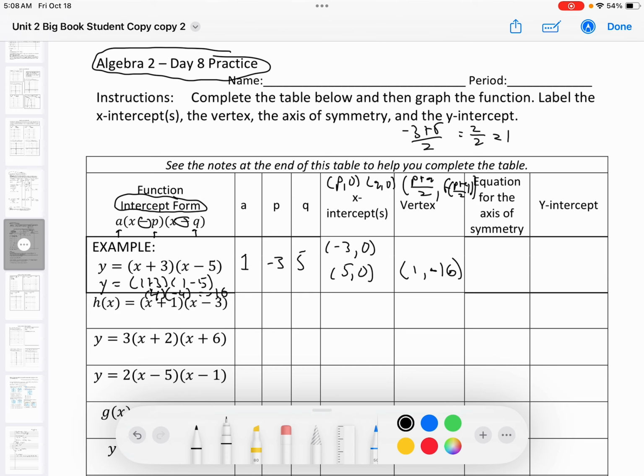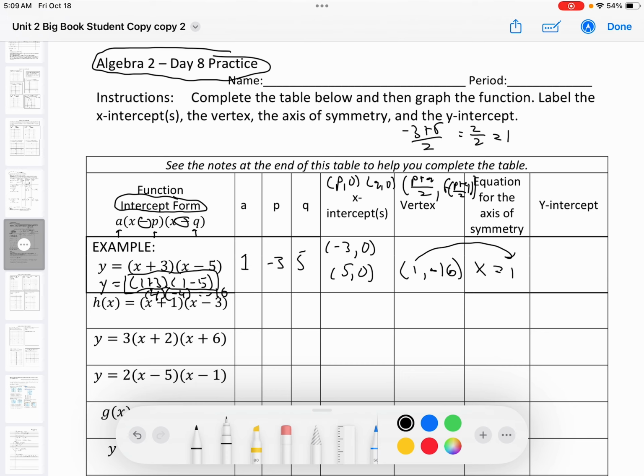Now again, this is something that you could put into your calculator directly, this (1 plus 3) times (1 minus 5). But it's not too difficult to solve just by simplifying it as well. Then for our equation for the axis of symmetry, just like all the other ones, it's going to be x equals the x value of the vertex, so this would also be 1.